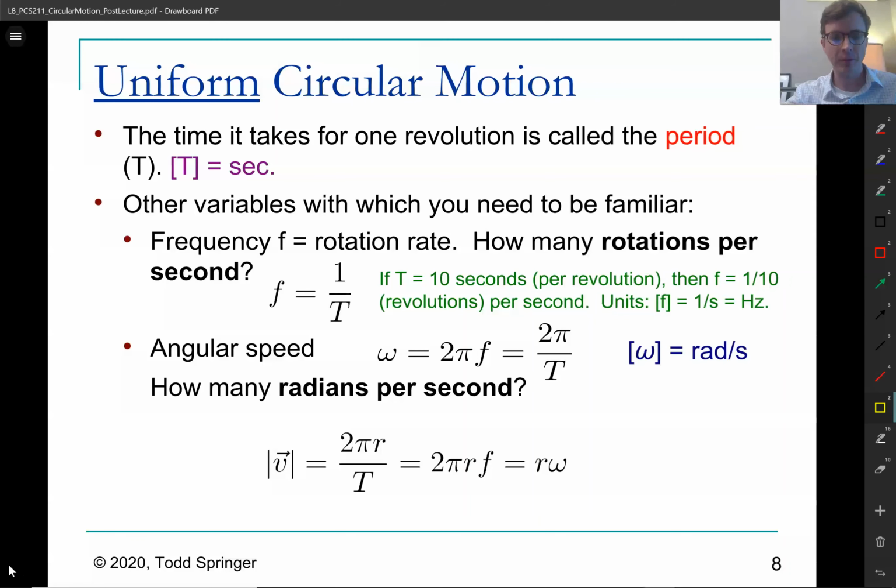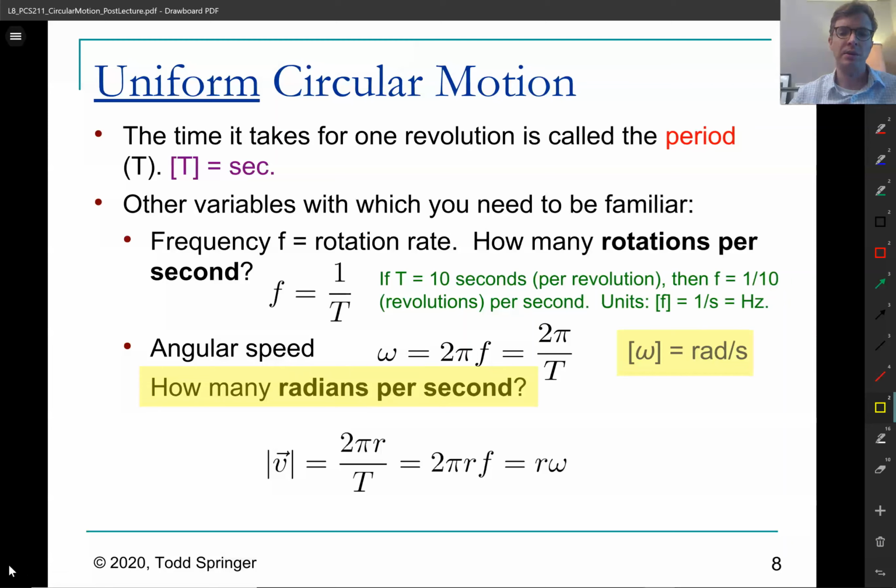There's also a similar quantity called angular speed, denoted by the Greek letter omega, and it's very simply related to f just by a factor of 2 pi. So omega is 2 pi f. All of these things, T, f, and omega, are telling you about the motion, but they're all related very simply: f is 1 over T, omega is 2 pi f. The units of omega are radians per second, so the interpretation is telling you what angle you are traversing in radians per second.